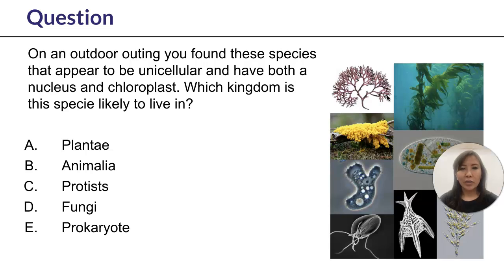Okay, so hopefully you answered protists, right? Plants, while they also have a chloroplast, are not unicellular. They tend to be multicellular. Animals don't have chloroplasts. Protists do have chloroplasts. They're able to photosynthesize. They're also a lot of times unicellular. Remember we said they're unicellular. Sometimes they form colonies, and so they can take on this multicellular form.